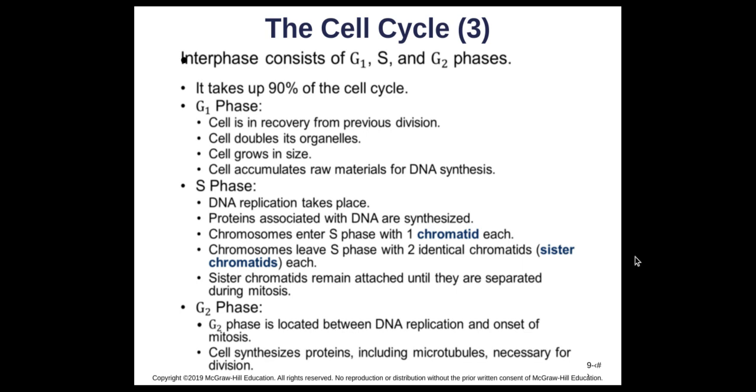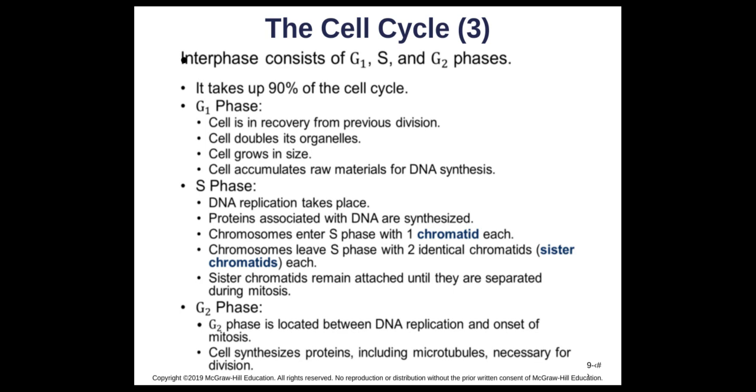And then there is the G1, S, and G2 phase. This whole part of interphase, G1, S, and G2, is about 90% of the cell cycle. So when you look at cells under a microscope, most of them, most of the time, are going to be in interphase, 90% or so. What is happening during these phases?